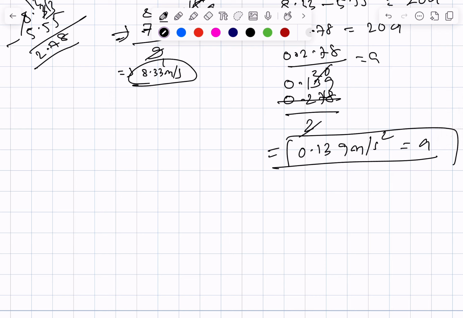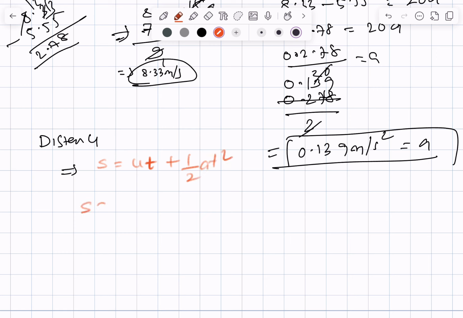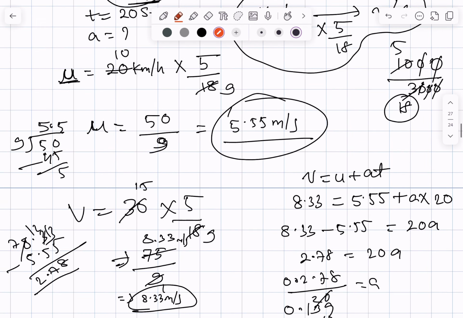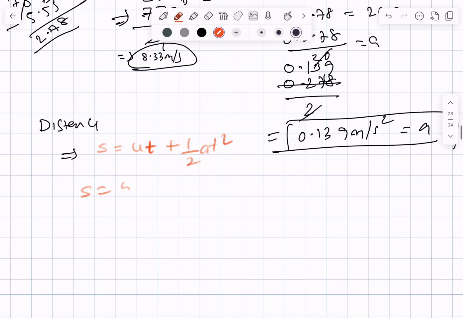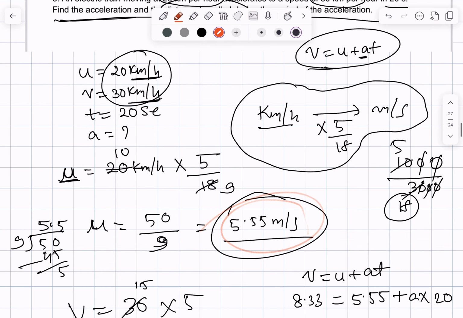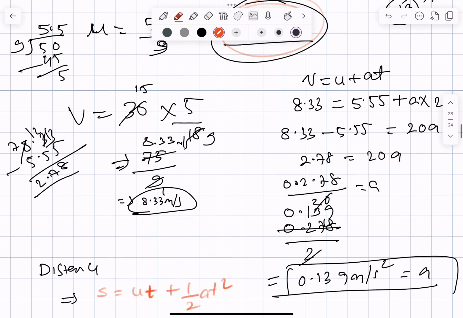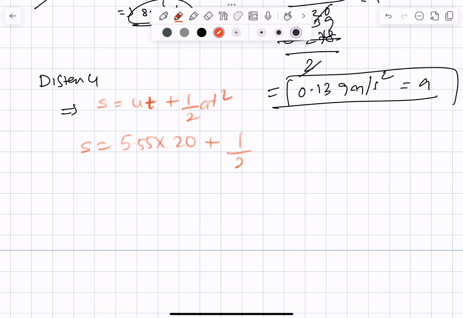So now simply we need to calculate the distance, and you know the formula for distance: S is equal to UT plus half AT square. Initial velocity is what? We have calculated initial velocity, 5.5, and time is what? They have given the time. Acceleration we just found.